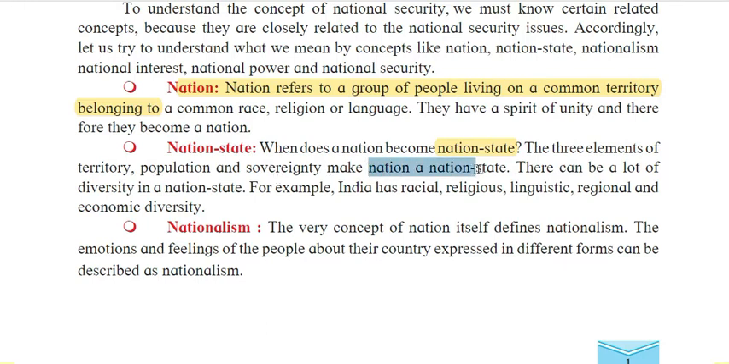So what should we have to become a nation state? First, we should have territory, meaning some land. Population, a sizeable population we have to have on that territory, and we have sovereign rights or sovereignty on that territory, meaning we should have the topmost power to make rules to guard that territory. Okay, so that is sovereignty.